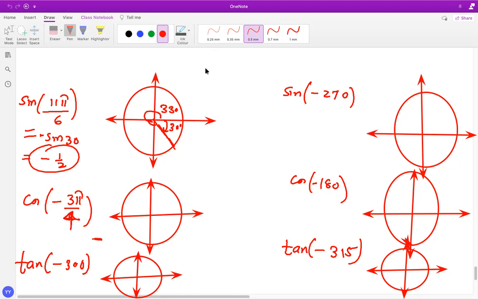Now, the next up is negative 3 pi by 4. Negative 3 pi by 4 is negative 135, actually. So the base angle is 45 degrees. So that is 1 over root 2, but it'll be negative. So this is the same as cos 45, but it'll be negative. Now tan of minus 300 is actually here somewhere. So negative 300 is this angle. The base angle here is 60 degrees. So it is going to be the same as tan 60, which is root 3.